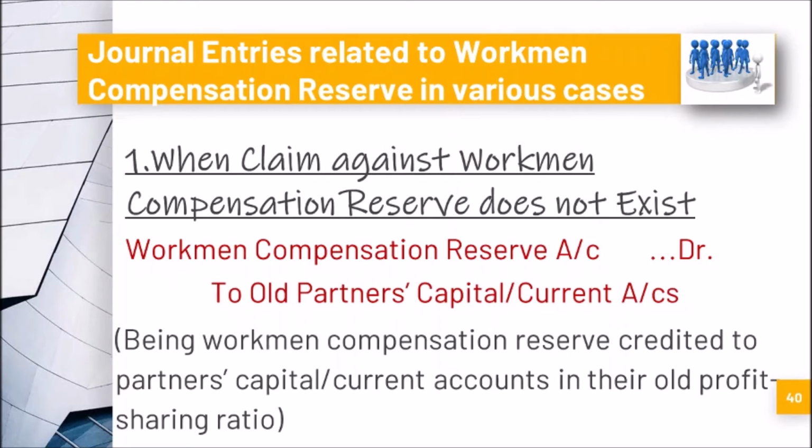So case 1 is when a claim against workman compensation reserve does not exist. When there is no claim, then what happens? Workman compensation reserve account debit to old partners' capital or current account. Earlier, in chapter number 4, we were writing all partners here. But right now we will write only old partners. Fine. Being workman compensation reserve credited to partners' capital or current accounts in their old profit sharing ratio.